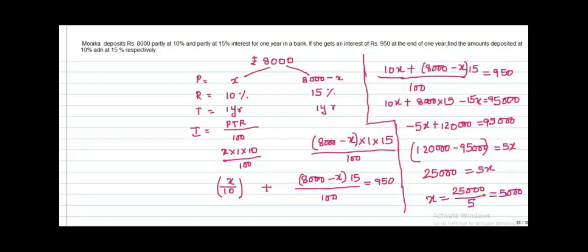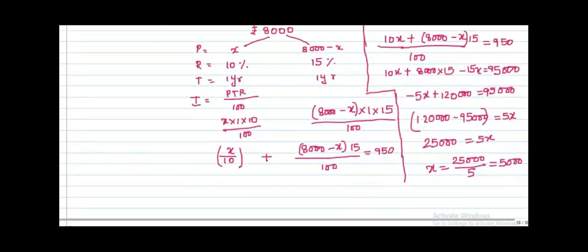So 8,000 is divided into two parts, where one part is 5,000. The other is going to be 8,000 minus 5,000, which is 3,000. So it is clear that 5,000 is lent at the rate of 10% and 3,000 is lent at the rate of 15%, so that she acquires an interest of 950 rupees at the end of 1 year. We move on to the next question.